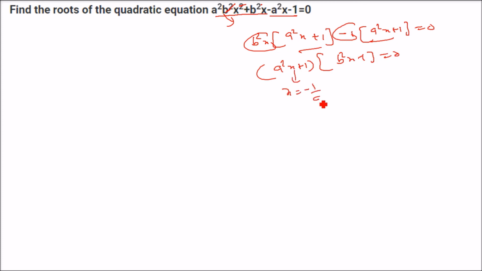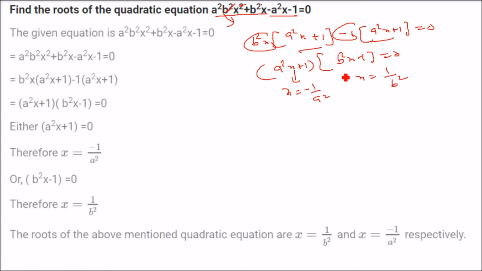This will give you x equal to minus 1 by a square. This will give you x equal to 1 by b square. So this is the solution: minus 1 by a square and 1 by b square.